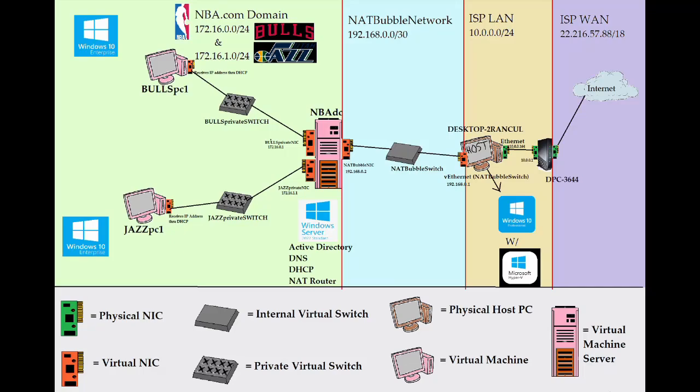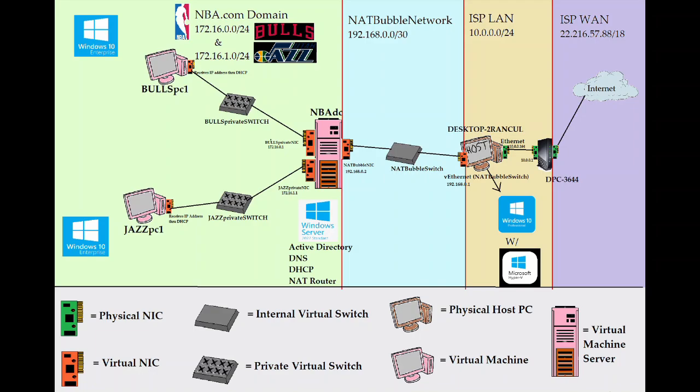Okay, so here we are. Let's create an Active Directory domain in Hyper-V. I'm going to call it nba.com. It's going to be the domain. It's going to have two subnets, 172.16.0.0/24 for the Bulls portion and 172.16.1.0/24 for the Jazz portion.